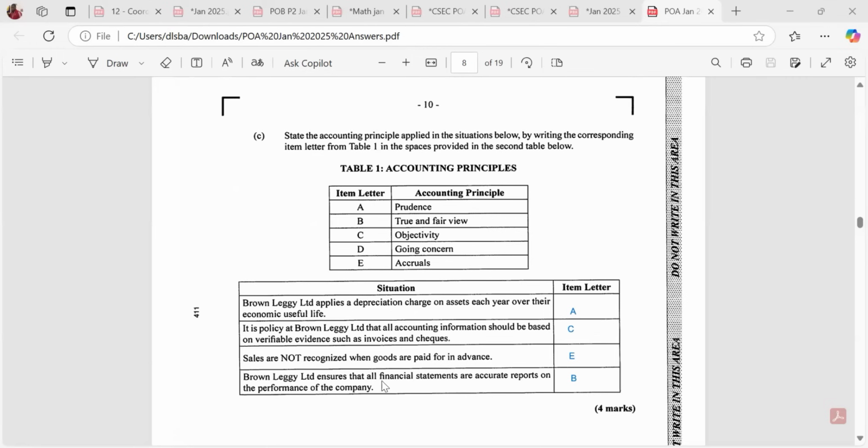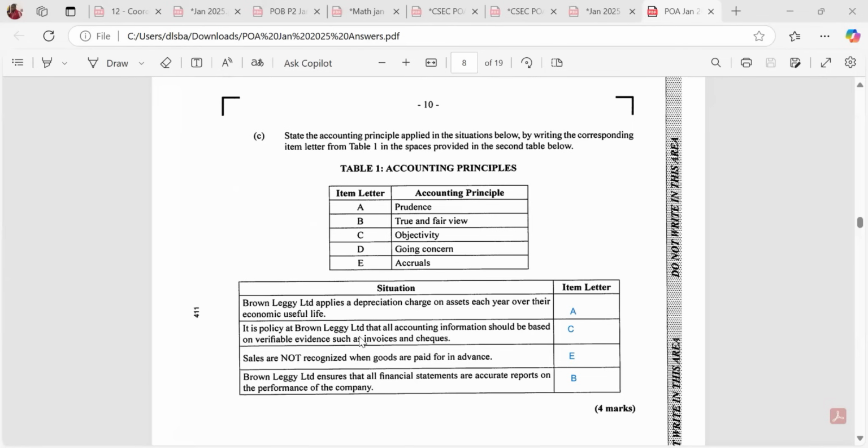Brown Leggy Limited ensures that all financial statements are accurate reports on the performance of the company. It shows a true and fair view of the company's financial status. You're not committing fraud, you're not making mistakes, you're not lying. All right? The first one, Brown Leggy Limited applies a depreciation charge on assets each year over their economic useful life. So they are recording the lowest possible value of their assets. That's A, the prudence concept.